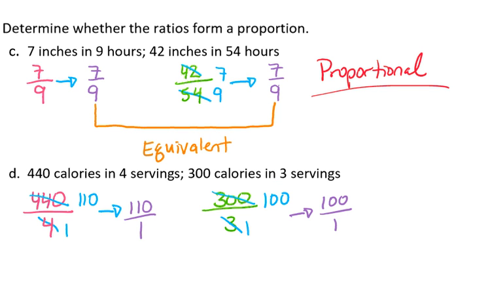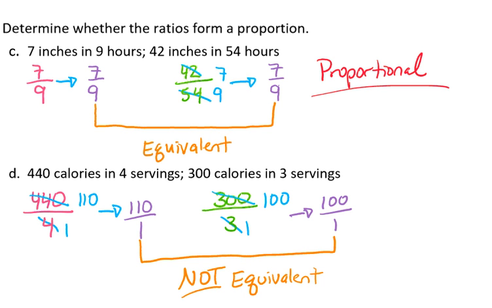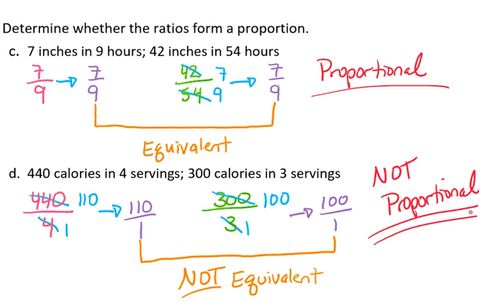When we compare our two reduced fractions, we see that they are not equivalent, which tells us that our two ratios are not proportional.